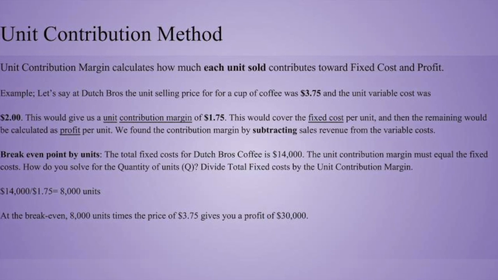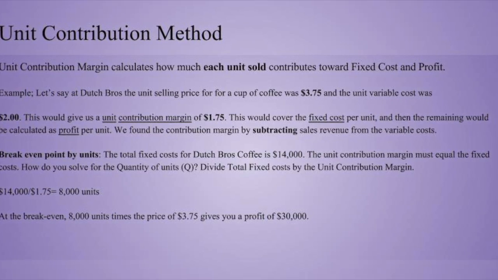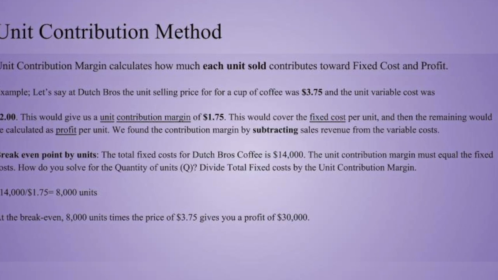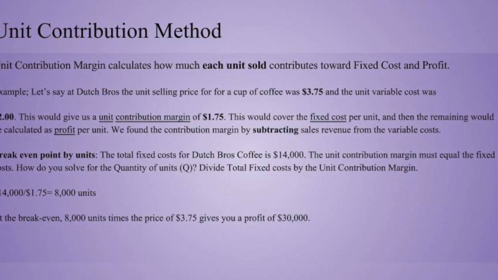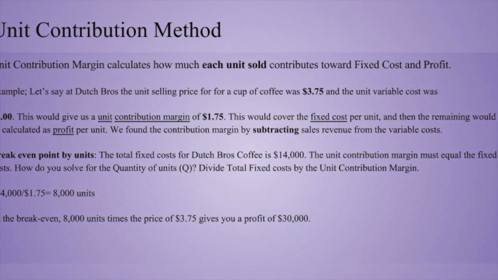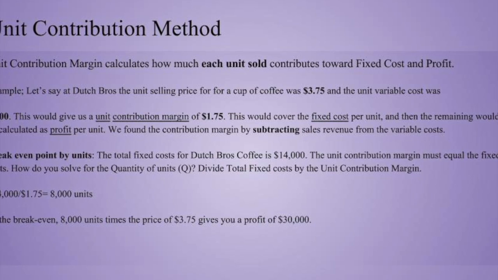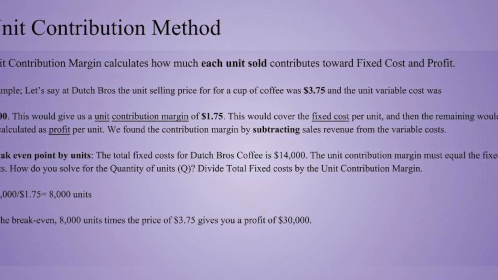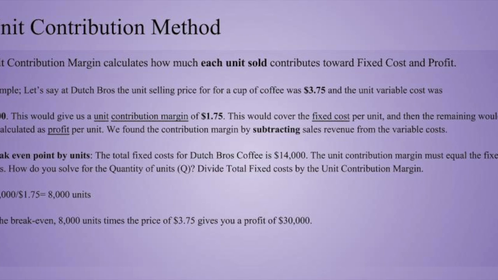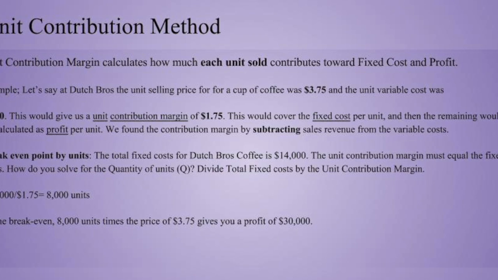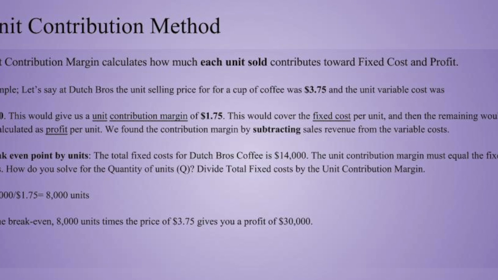Break-even point by units. The total fixed cost for Dutch Bros coffee is $14,000. The unit contribution margin must equal the fixed costs. How do you solve for the quantity of units? Divide total fixed costs by the unit contribution margin. Hence, $14,000 divided by $1.75 gives you 8,000 units. At the break-even point, 8,000 units times the price of $3.75 gives you $30,000 in sales revenue.